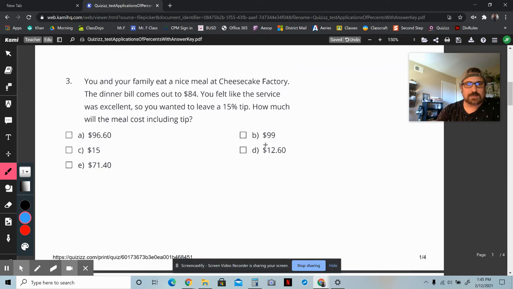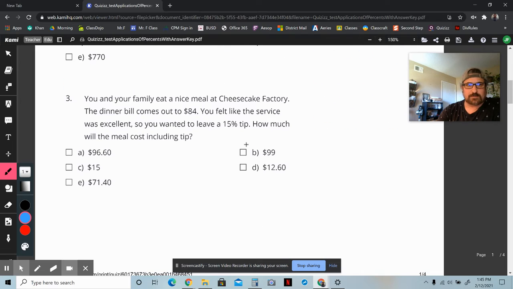All right. So this one says you and your family eat a nice meal at Cheesecake Factory. The dinner bill comes out to $84. You felt like the service was excellent, so you wanted to leave a 15% tip. How much will the meal cost, including tip? Well, this one's pretty straightforward.